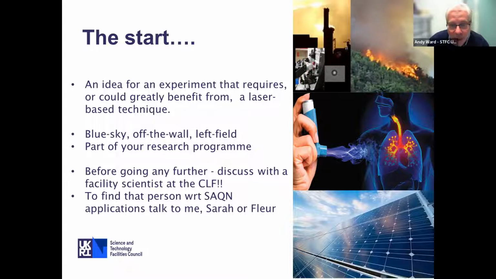That's hard to know who to speak to, but that's where the STFC Air Quality Network can come in, and you can talk to either myself, Sarah or Fleur with the idea of saying, right, I want to do this experiment. Who do I go and see? Is this realistic? Can it be done? How do we go about delivering a scientific case that may convince someone to give us time on one of our instruments?